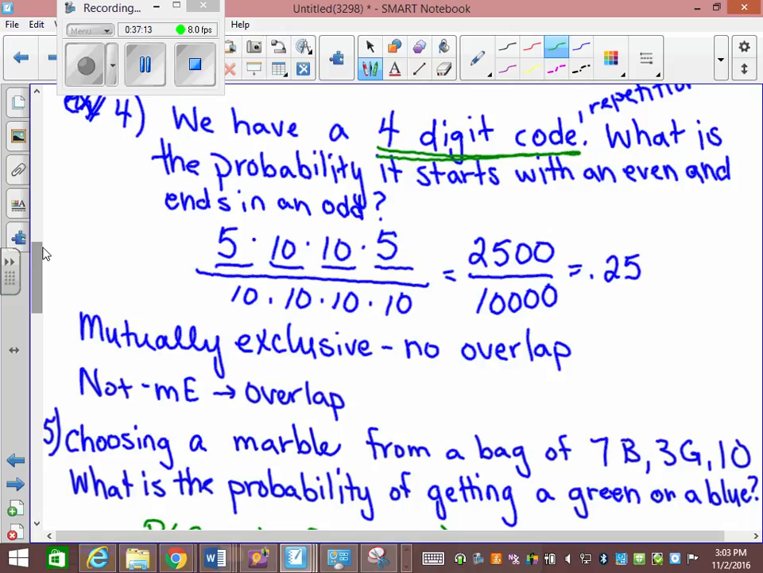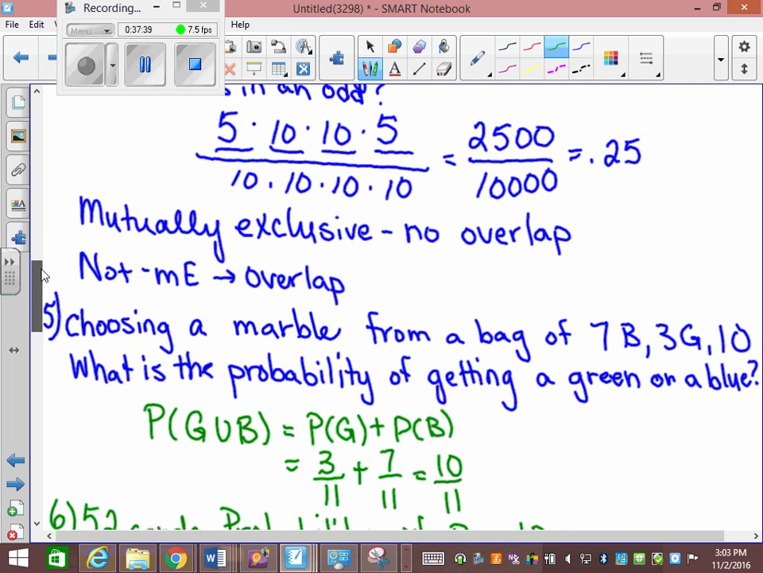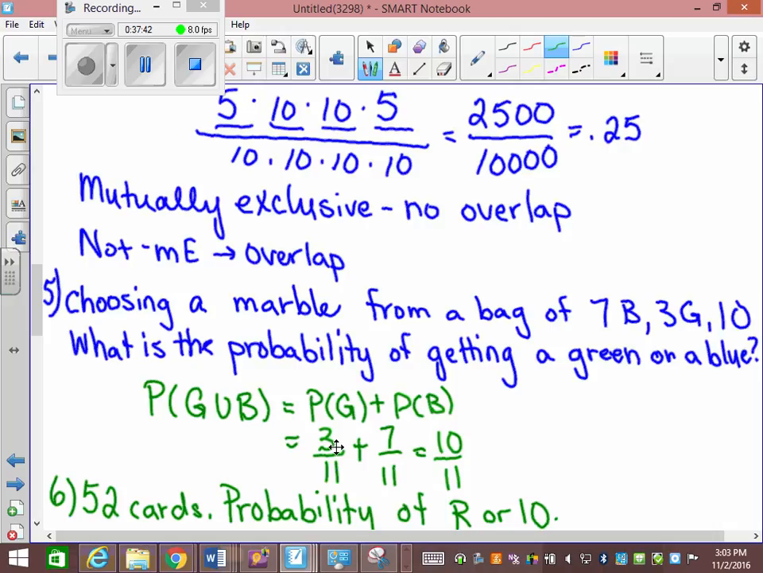What's the probability of getting a green or a blue? The very first thing you need to ask yourself is, is it mutually exclusive or not? If it's not mutually exclusive, you have to subtract the overlap. So, green or blue, are those mutually exclusive events or not? Is there overlap between a green or a blue marble? Are there any green-blue marbles? No, so it's mutually exclusive. So you're going to do 3 out of 11 green plus 7 out of 11 blue is 10 out of 11. That's it.